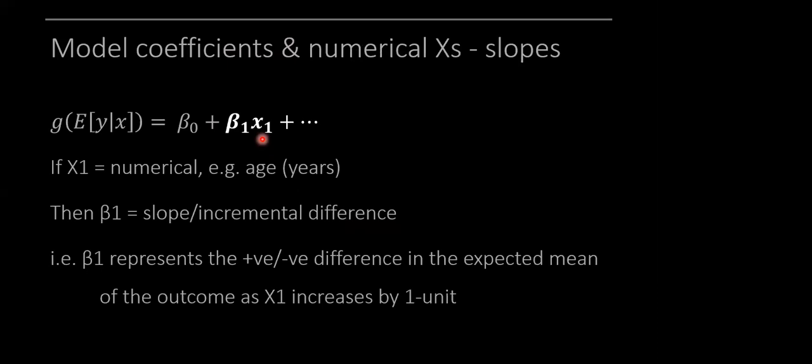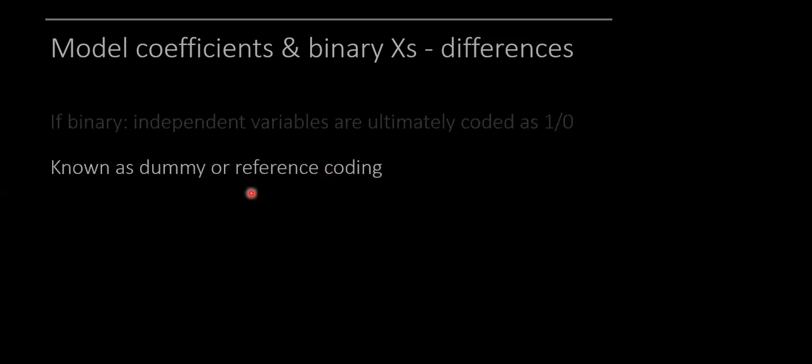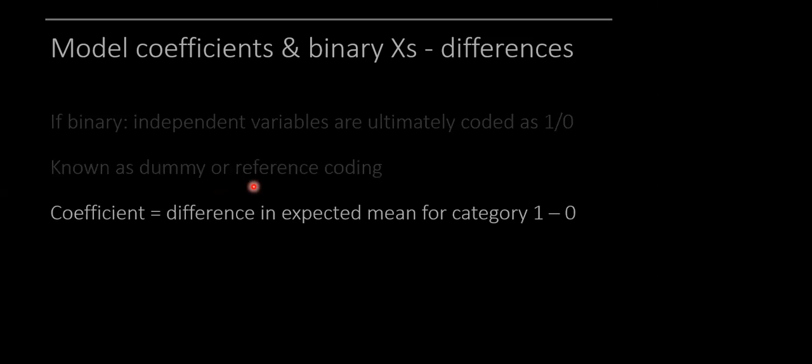Okay, so for numerical independent variables, we're thinking in terms of slopes or trends. Binary independent variables, we're thinking in terms of differences. If it's a binary independent variable, ultimately the software will code it as a 1 or a 0, and this is known as dummy coding or reference coding. And then the coefficient just represents the difference in the expected mean of the outcome for being in category 1 minus being in category 2.